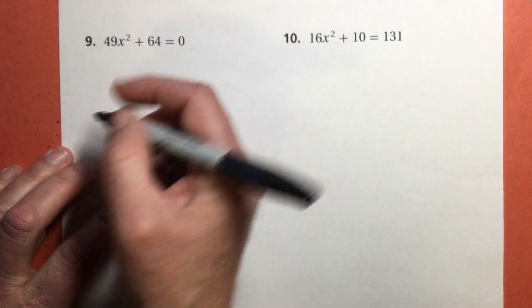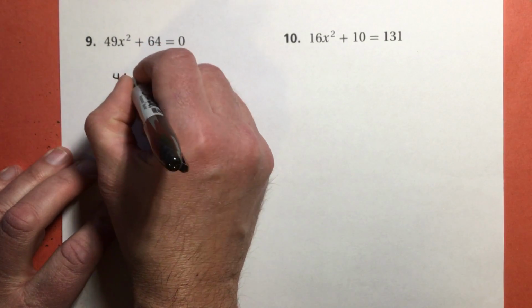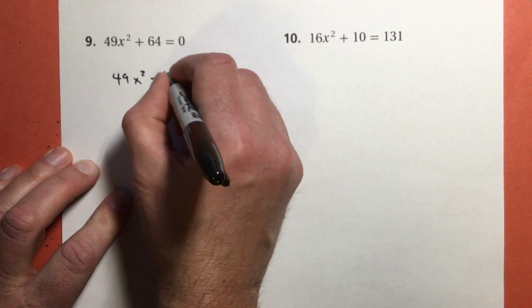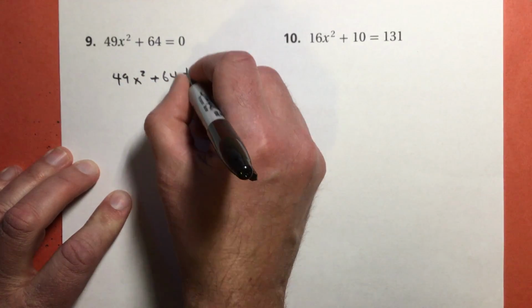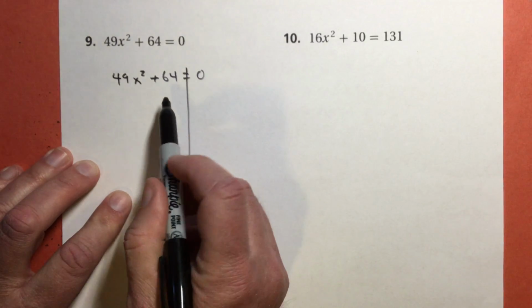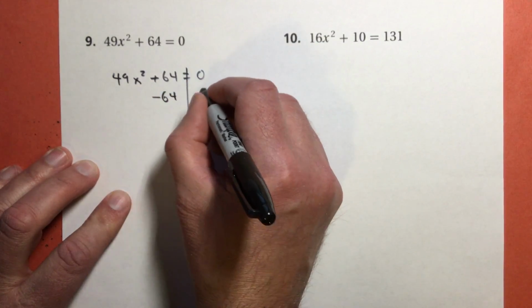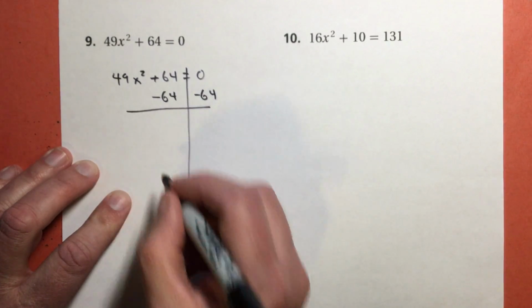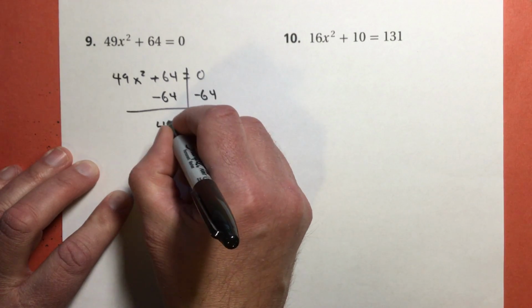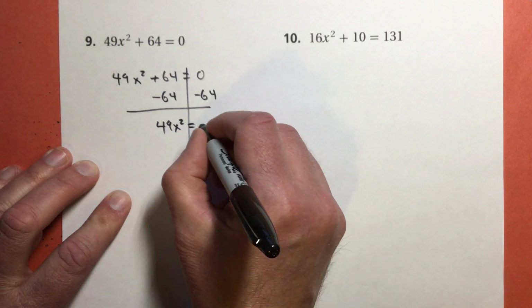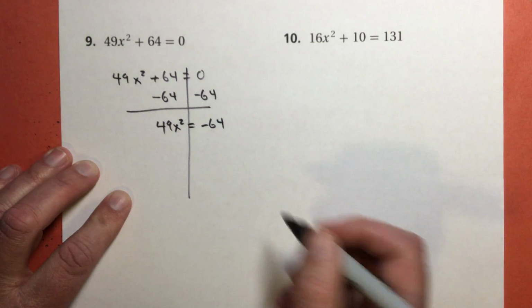All right, number 9, very similar. 49x squared plus 64 equals 0. The opposite of adding 64 is to subtract 64. I get 49x to the second power equals negative 64.